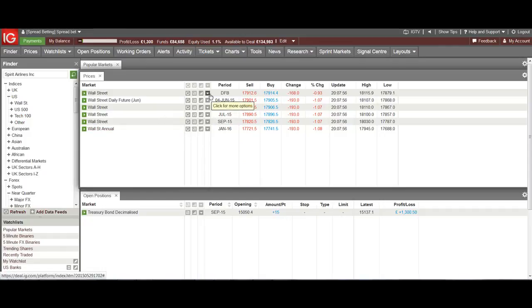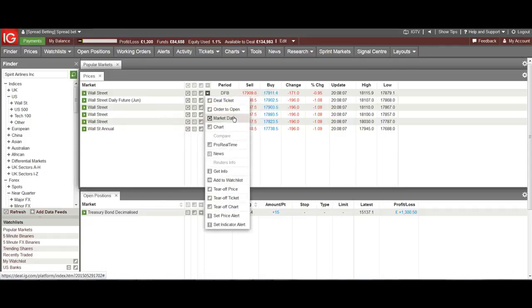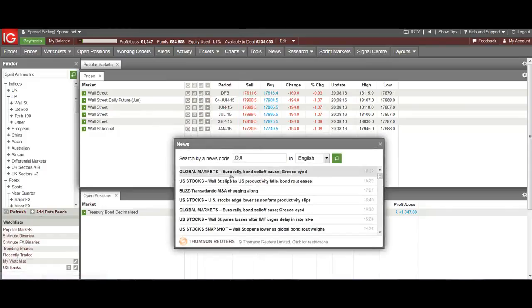There's also, if we click on this arrow here, it'll open up different windows. There's the charts. There's the news. Yeah, so you can see all the news, and you see the code is still DJI, so it's still the Dow Jones Industrial. But that's basically it.